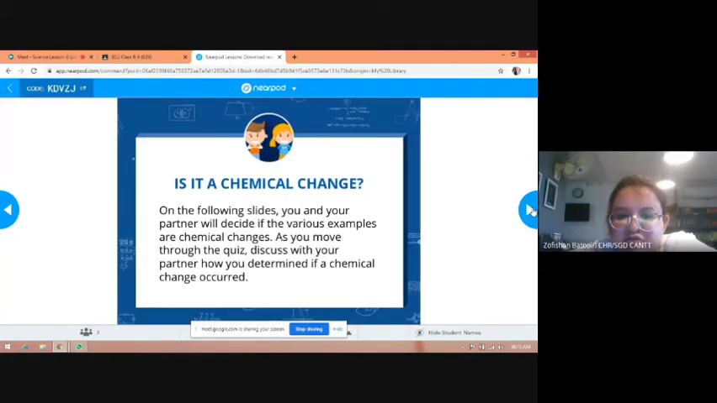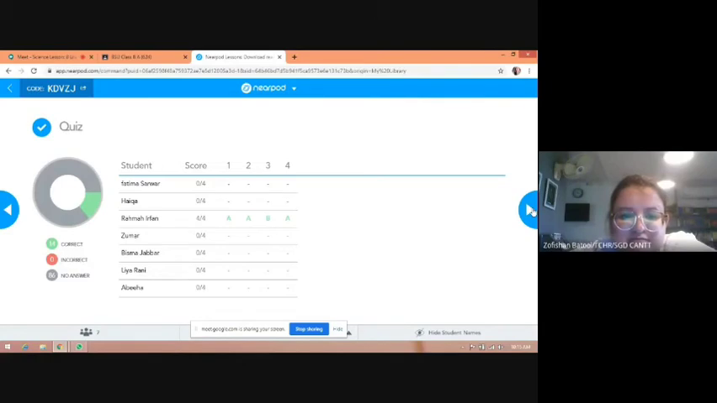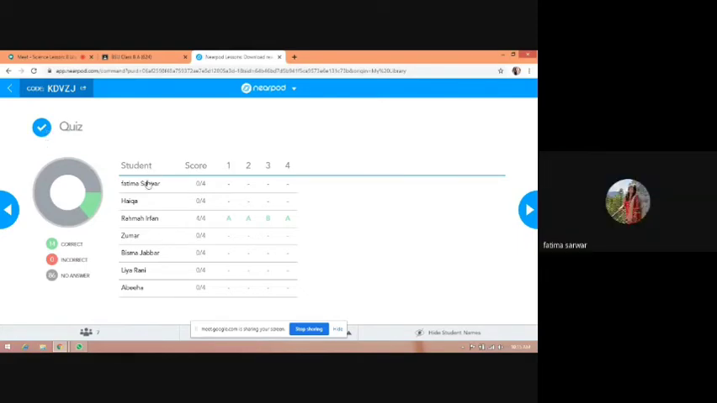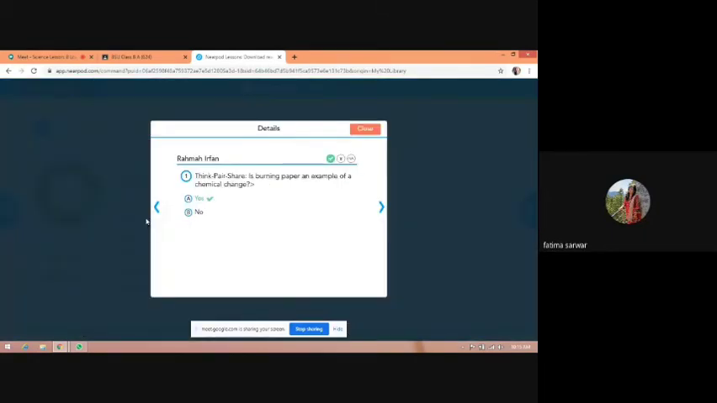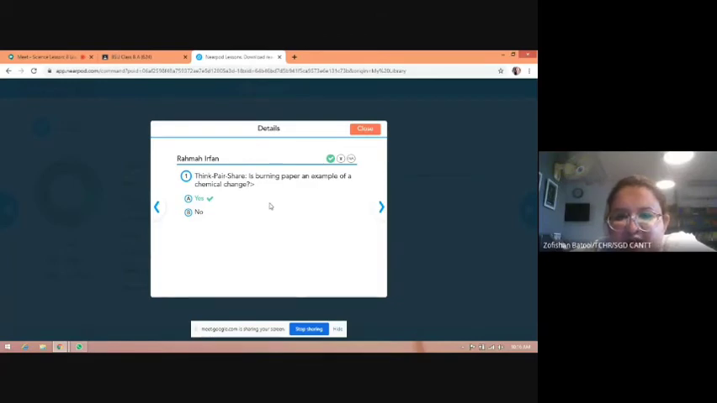All right. So again, we have a quiz. I can't see the questions. I know I can do it, but I felt like drawing. Okay, no problem. Okay, so is burning paper an example of a chemical change? This is the first question. Second question is, is rusting gate an example of a chemical change?